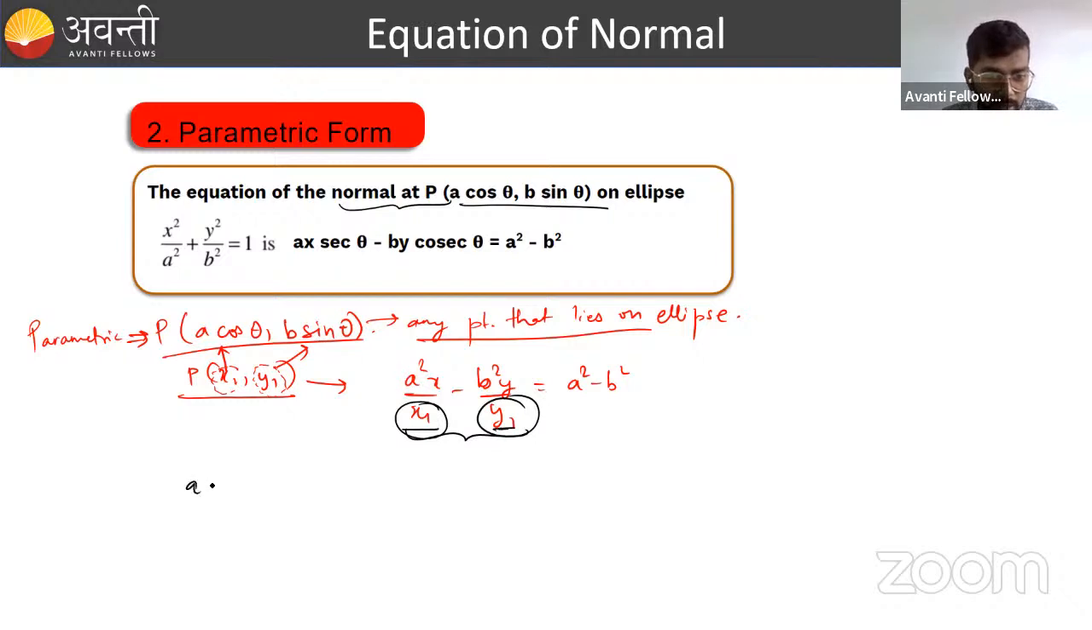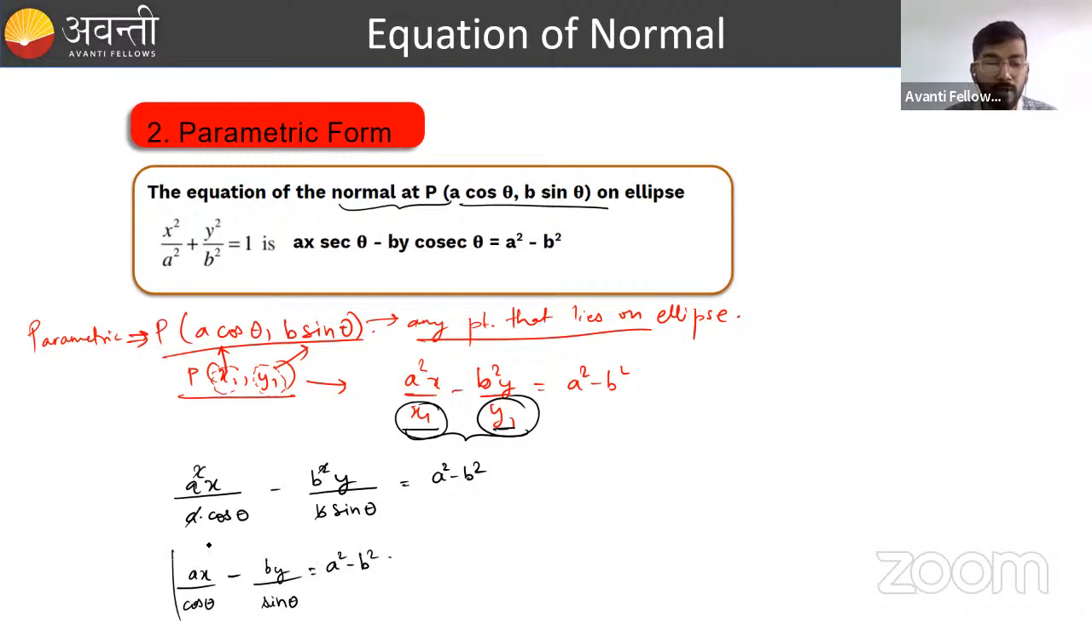So what will the equation become? a square x upon a cos theta minus b square y upon b sin theta equals a square minus b square. Correct? Now if you cancel this a, cancel this b as well. So what remains is ax upon cos theta minus by upon sin theta equals a square minus b square. Are you guys getting this?